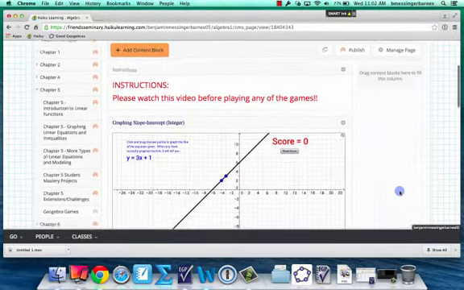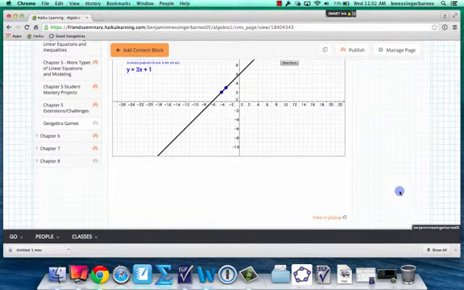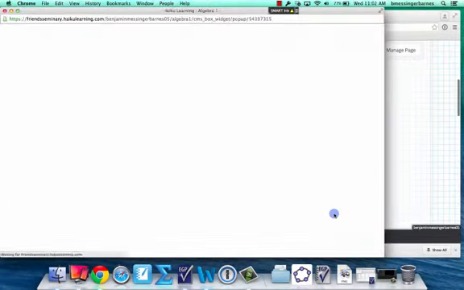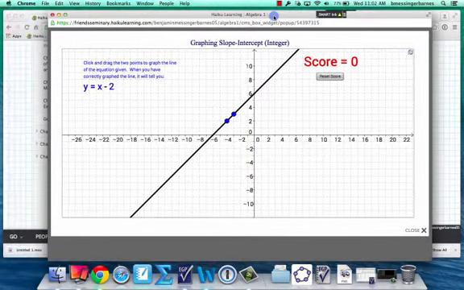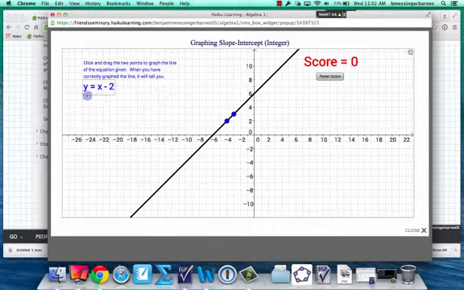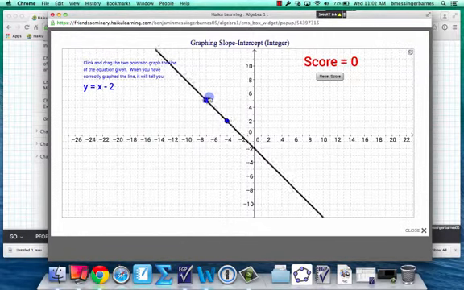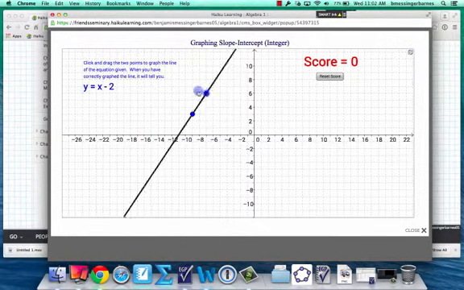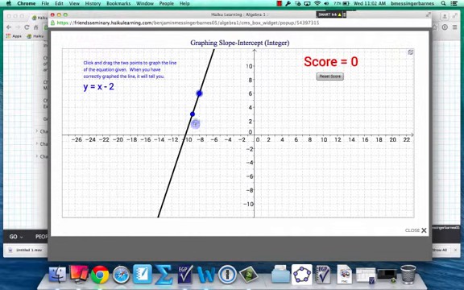So our first game, and note to self, I always suggest viewing it in a pop-up, especially on the iPad, because it'll make it larger and you can see what's going on. In this game, we're going to be given a randomly generated equation, in this case y equals x minus 2. And we need to drag these blue dots in such a way that we make this black line match up with this blue equation.